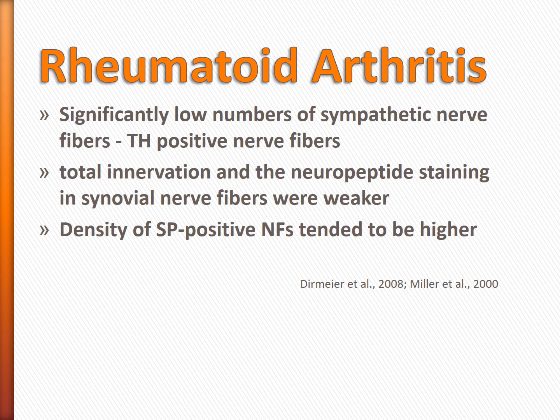In contrast, the substance P positive nerve fibers tend to be more numerous in rheumatoid arthritis patients. As you can see, rheumatoid arthritis is really sensitive to creating neurogenic inflammation.